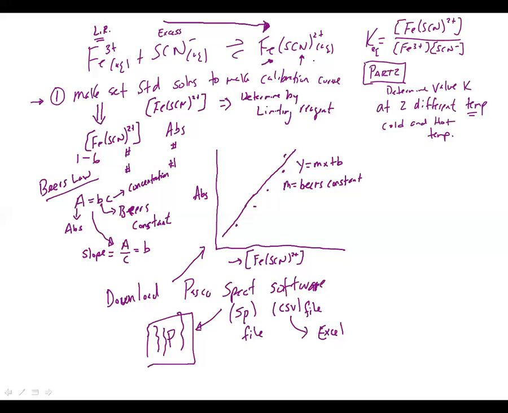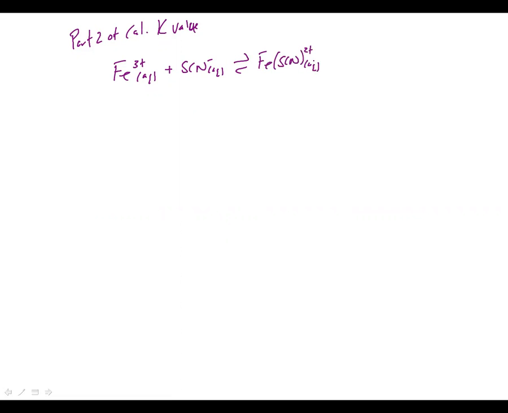The second part of this experiment, after you make your standard curve, is part 2 of calculating K. We're still going to be looking at the same reaction throughout the entire experiment, and obviously, we're still looking at our same K. Now, in this part of the experiment, you're also going to make a bunch of test tubes, in theory, that are going to be cold and hot in terms of their temperature.